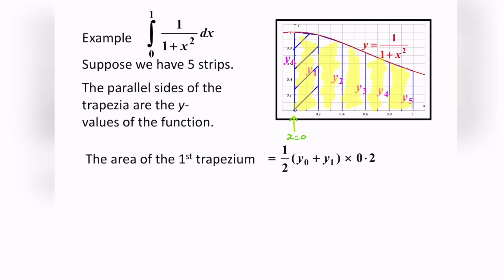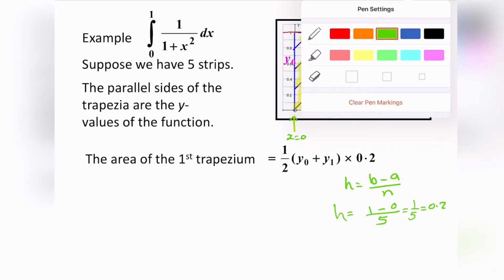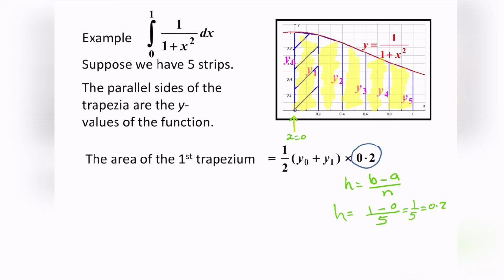How do we find h? We can work it out. h equals b minus a divided by n, and b here is 1 and a is 0, divided by n, which is 5. So 1 minus 0 is 1, divided by 5 is 0.2. So this is the width of each strip. That's why we multiplied here by 0.2, because h is 0.2.